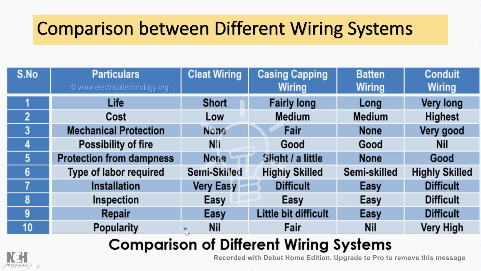Popularity: here it is not popular or not in operation nowadays. Then casing capping is okay, so in some of the houses it is preferred nowadays also. Then batten wiring is not being used in domestic wiring, but only used in industrial applications. Then conduit wiring has very high popularity nowadays. Okay, so these are the various comparisons drawn among various wiring systems. So we can prepare this particular table as an overall preparation for your wiring system.